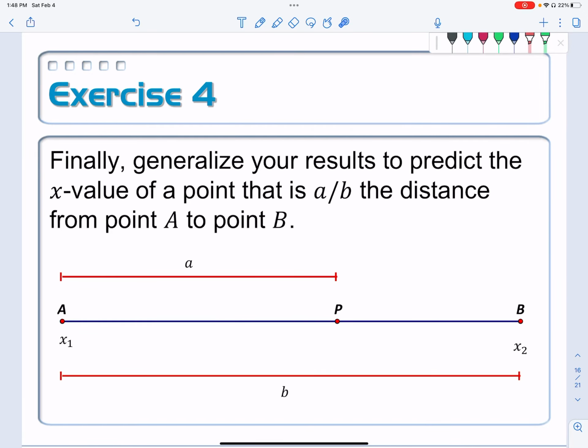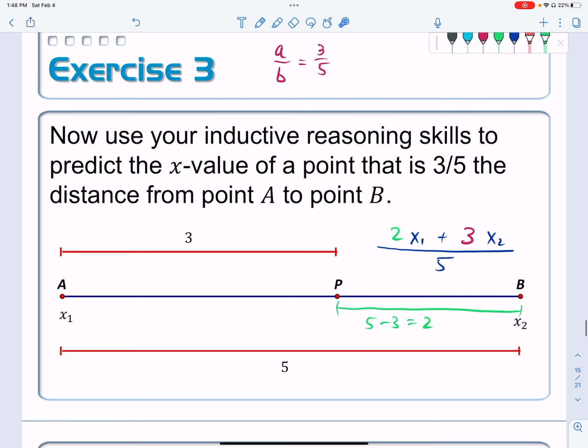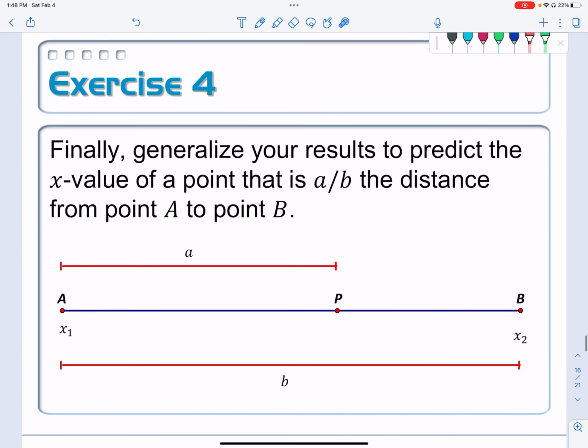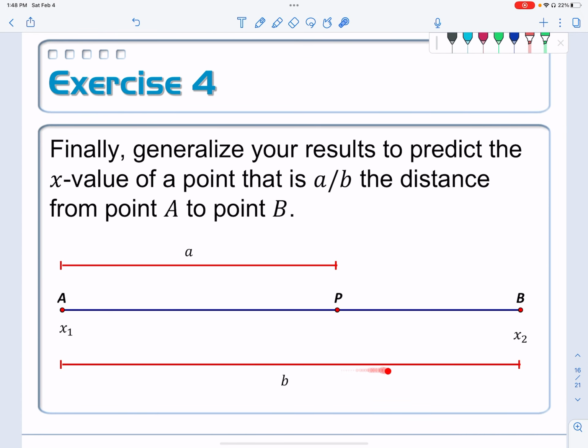So let's generalize here. We know that in the previous one, our denominator was a 5 because we were breaking it up into fifths. What's the denominator of this new fraction going to be? We're breaking it up into bths, whatever b is supposed to be, so we're going to be dividing this thing by b. So it'll look sort of like this.